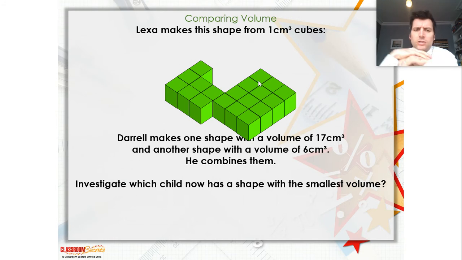Well, so what's Daryl done? He's got 17 add 6. So 17 add 6 combined makes, well, added together, isn't it? In this instance, it's 2 shapes which are brought together. We've added them together. So 6 add 17 is 23.